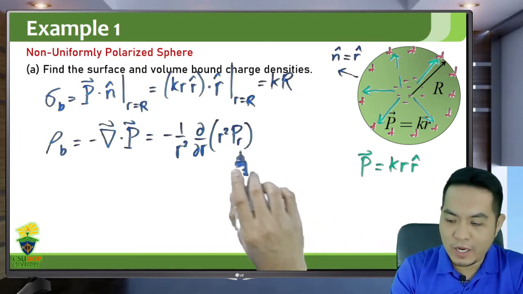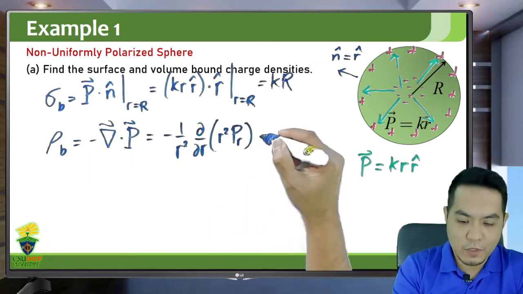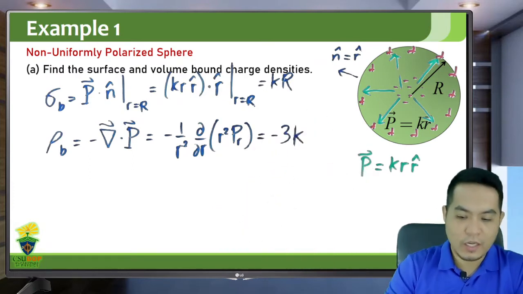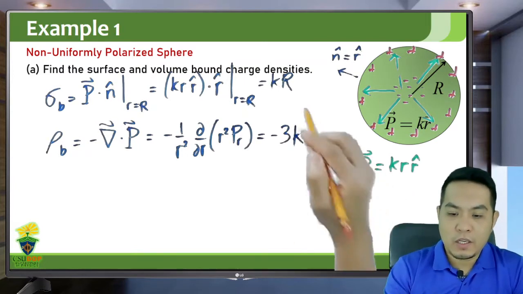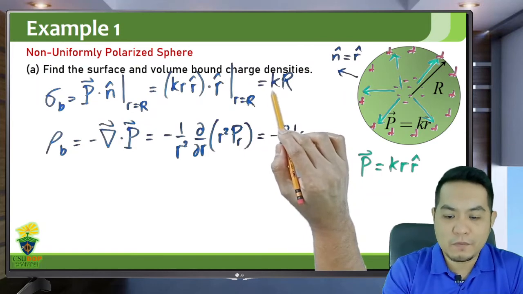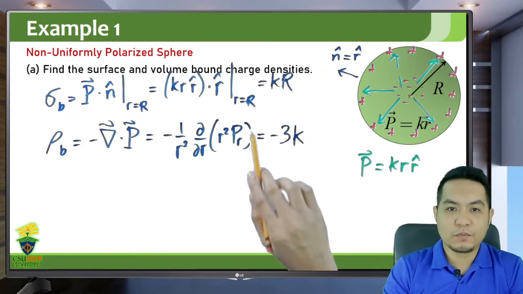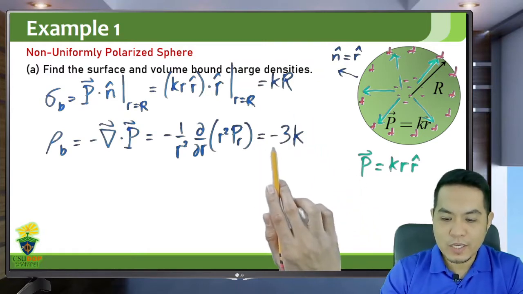So you have K R cubed essentially, so this will give you a value of negative 3K. So you will notice the surface bound charges are positive. The density is K times R. But within the volume, the bound charge density is actually negative 3K.